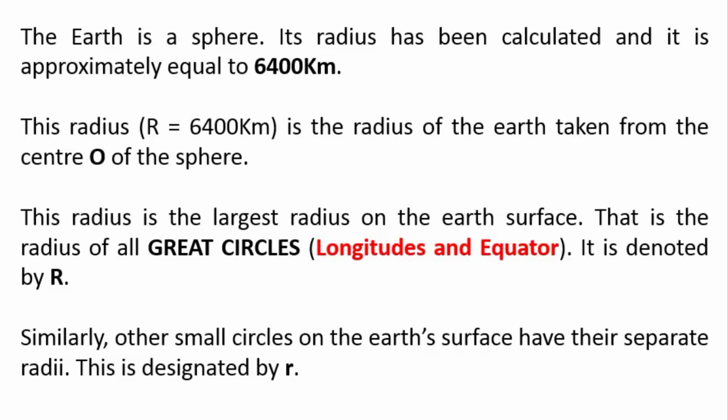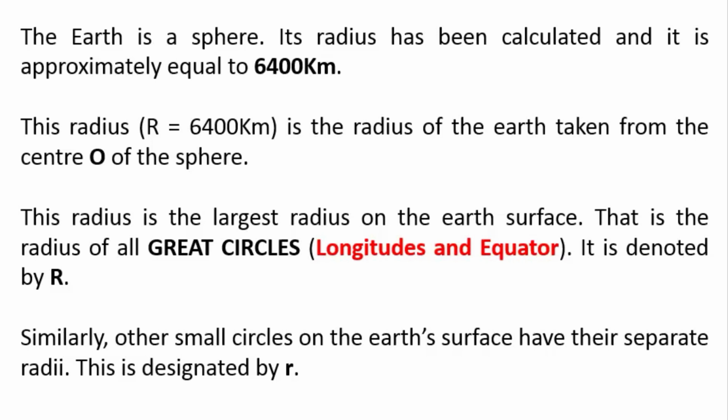So the radius R, which is 6,400 kilometers, is the radius of the Earth taken from the center O of the sphere. We need to have this at the back of our mind, and that the radius is the largest radius on the Earth's surface. That is the radius of all great circles, in other words, the longitudes and the equator. Just like we said earlier, all longitudes are great circles, and only the equator, among all other latitudes, is a great circle.